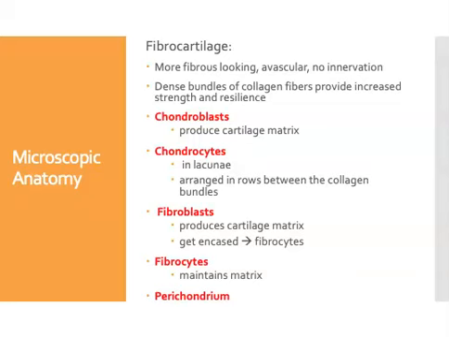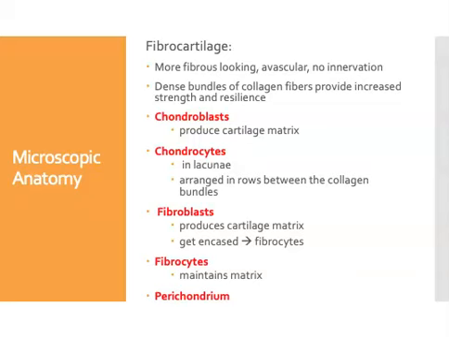In terms of cells inside fibrocartilage, we see a couple of extra cells that we have not talked about yet. You find chondroblasts that are producing the cartilage matrix. They're going to secrete the matrix, become encased in it, and mature to become chondrocytes. But there's an additional cell type. The fibrocyte will be found in fibrocartilage.